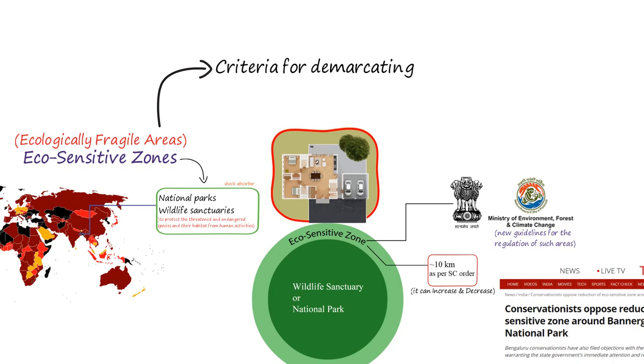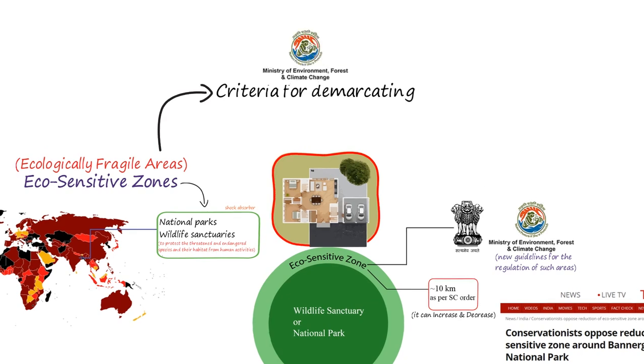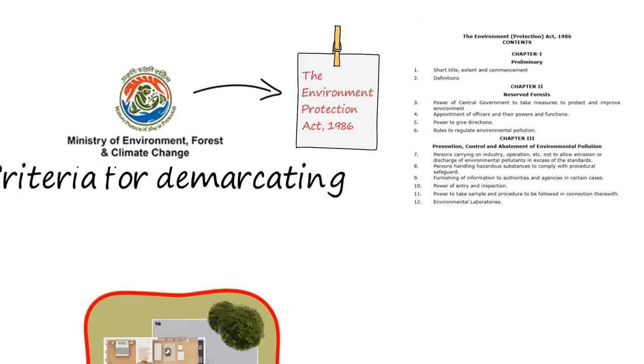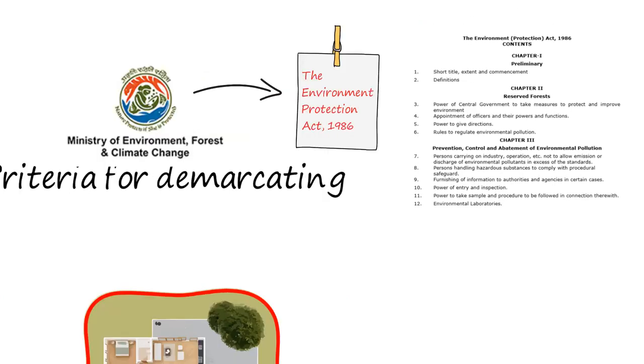First of all, you need to know that these eco-sensitive zones are notified by the Ministry of Environment, Forests and Climate Change, which draws its power from the Environment Protection Act of 1986. And when you go on to read this act, there's no mentioning of the word eco-sensitive zones. So how did the government go about it?